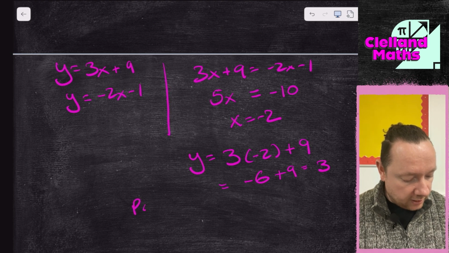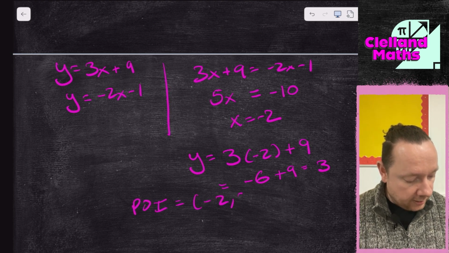So our point of intersection is equal to our x and our y, and we're done there.